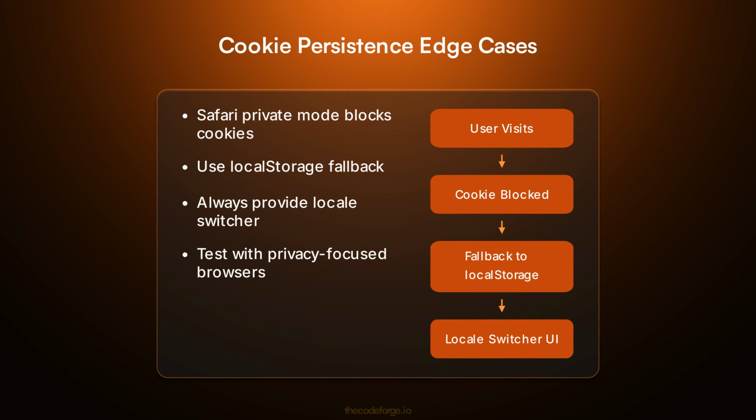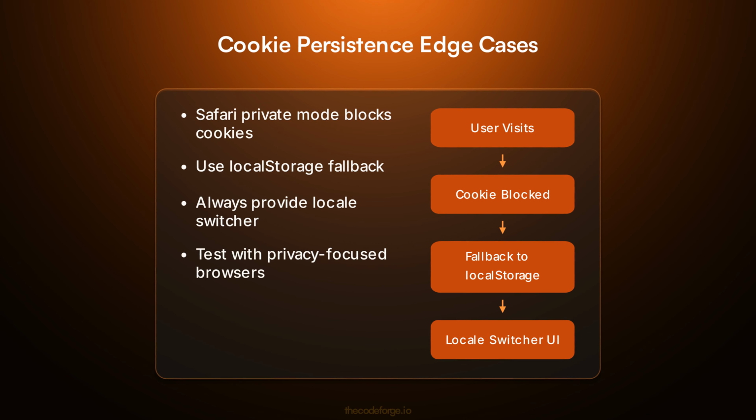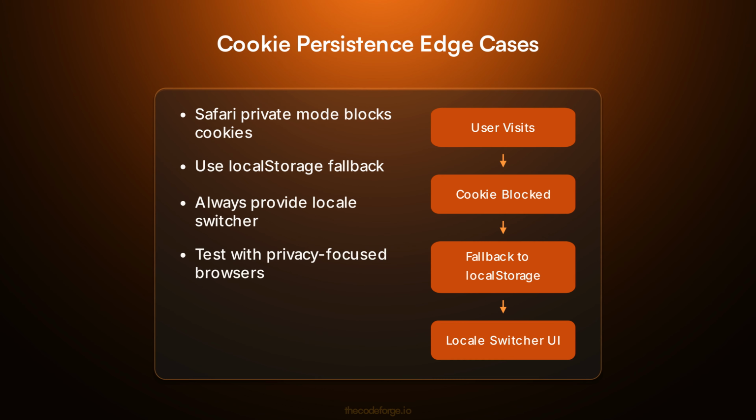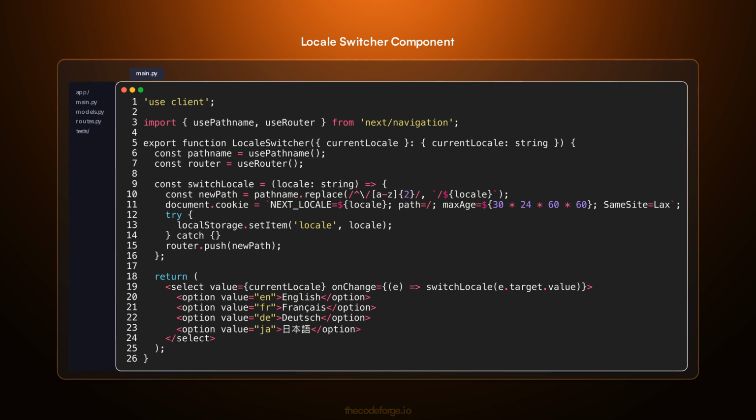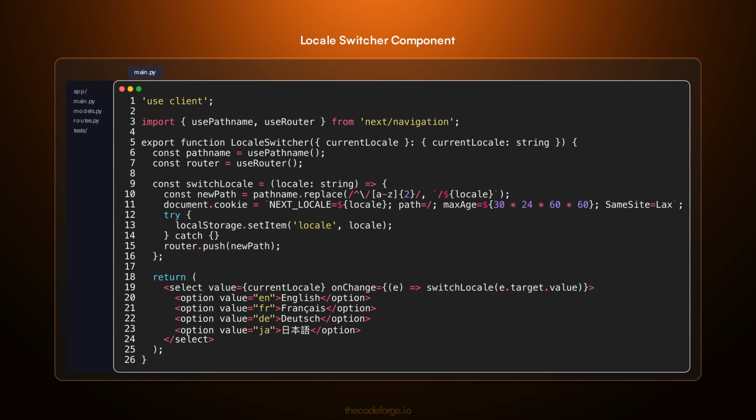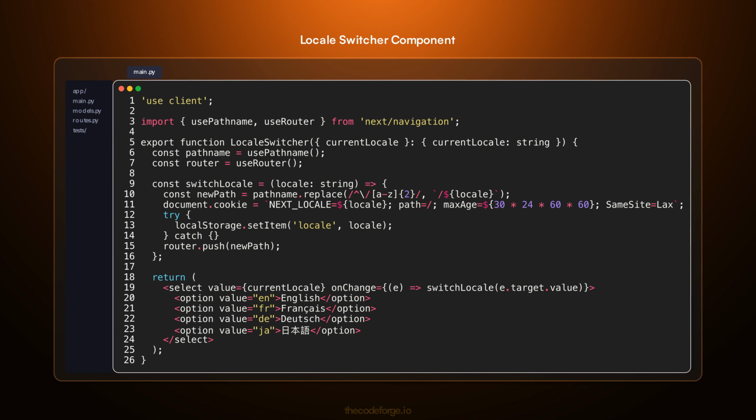Cookies are increasingly blocked by browsers. Safari Private Mode, Firefox ETP, and Brave all limit cookie persistence. Implement a local storage fallback and always provide an explicit locale switcher in the UI. This locale switcher updates both the cookie and local storage. It also navigates to the new locale path. This handles cookie-blocking scenarios gracefully.